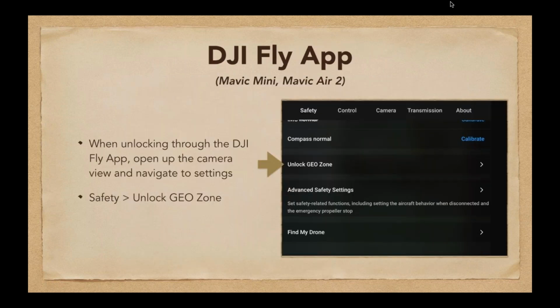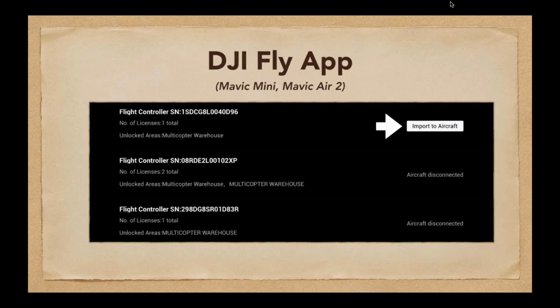Now, the next one we have is going to be the DJI Fly app. And now, these are going to be for the two newer DJI consumer drones, the Mini and the Air 2. Same as before, you'll navigate to the menu within the camera view, go to the safety, and then unlock Geo Zone. Once you get into there, it will pop up once it's been accepted to import to the device and to trigger on.